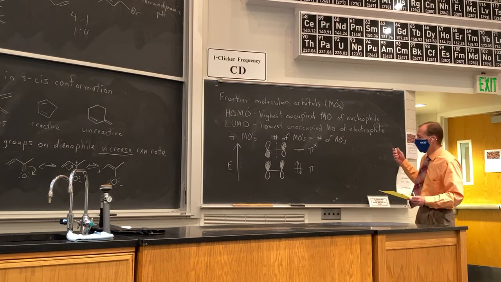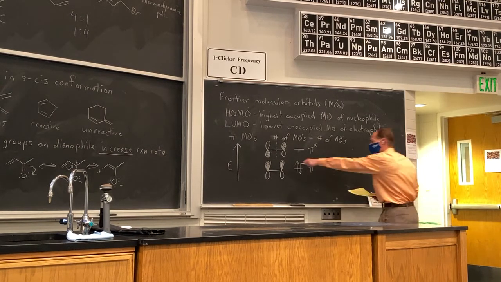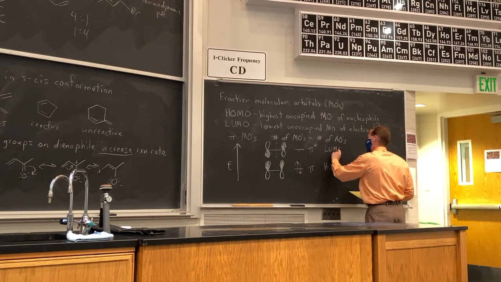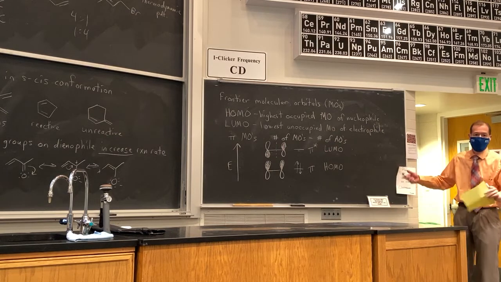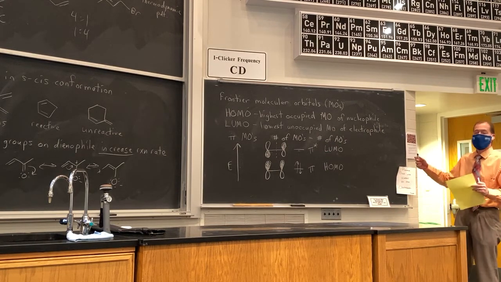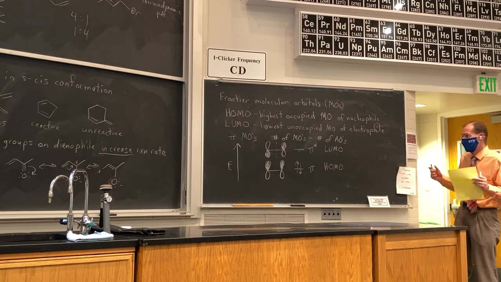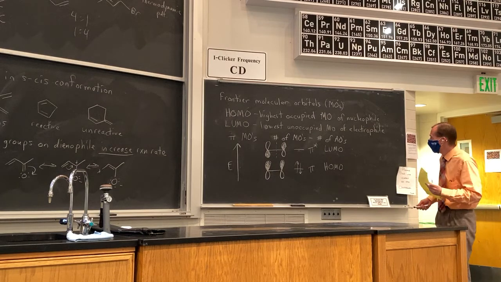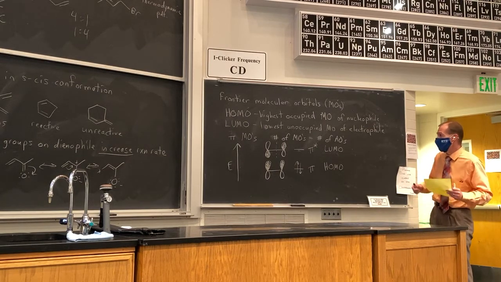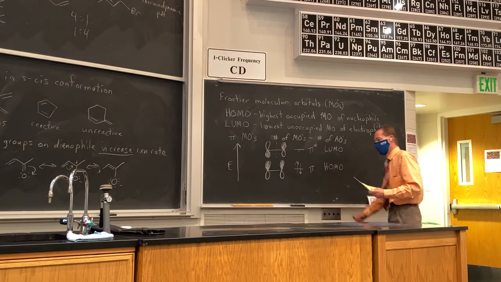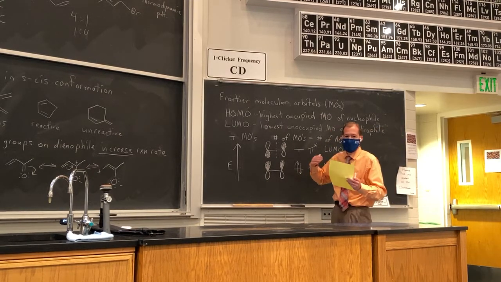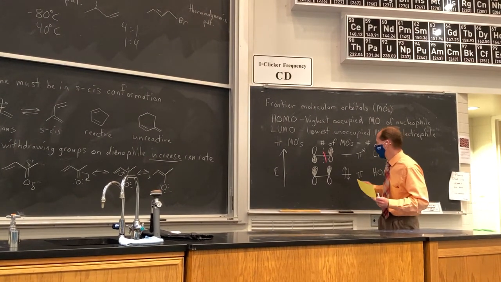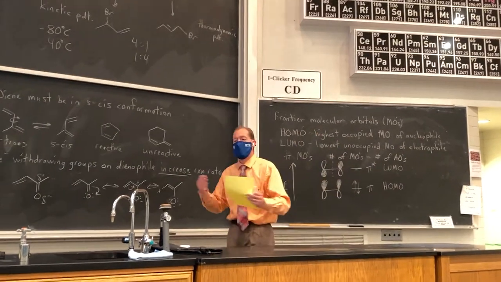So the highest occupied molecular orbital of ethylene is the one on the bottom. The lowest unoccupied molecular orbital of ethylene is the one on the top. And it is this one that is relevant to the Diels-Alder reaction because ethylene is the dienophile. It is the electrophile in the Diels-Alder reaction. And the diene is the nucleophile, okay? In our next lecture, we will talk about the molecular orbitals of 1,3-butadiene, and we'll show how the HOMO and the LUMO interact.